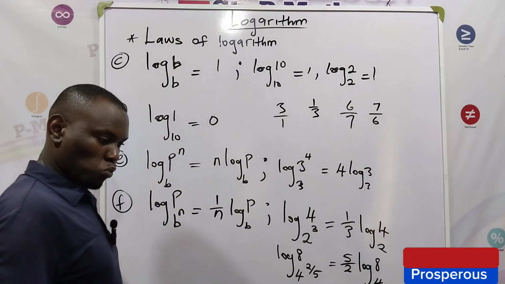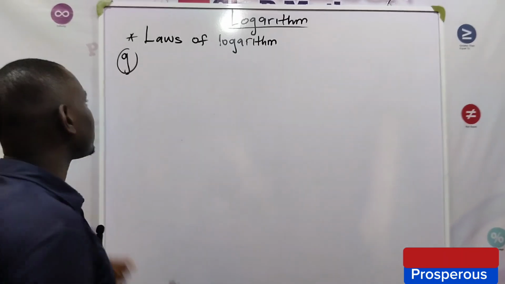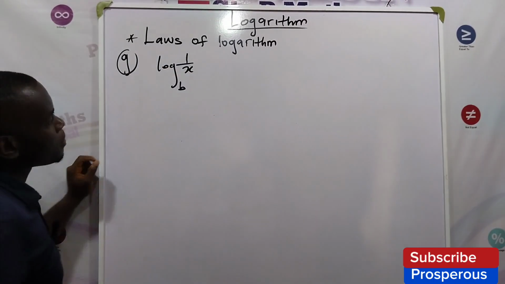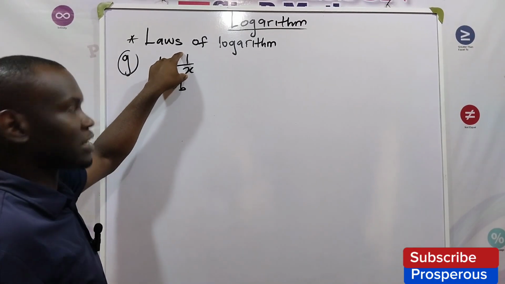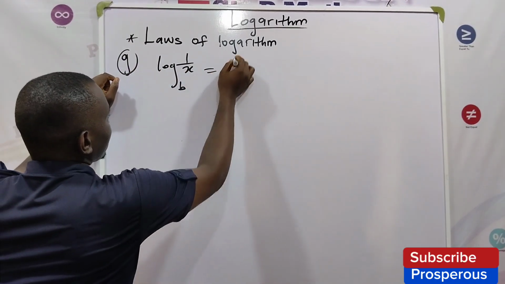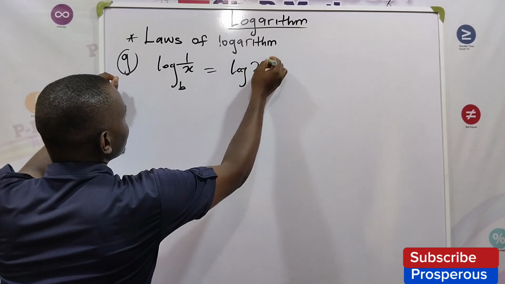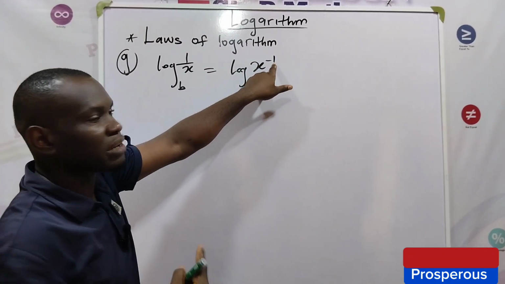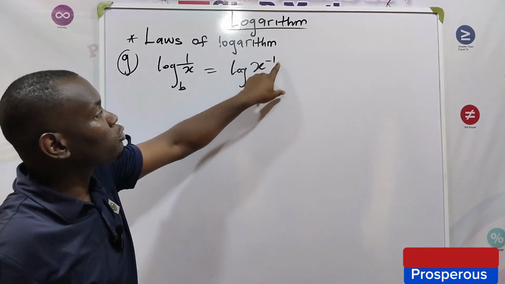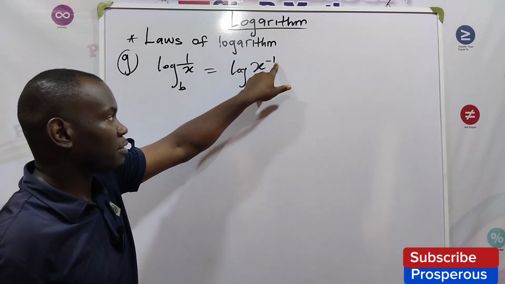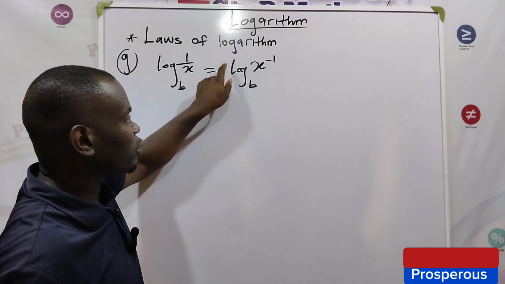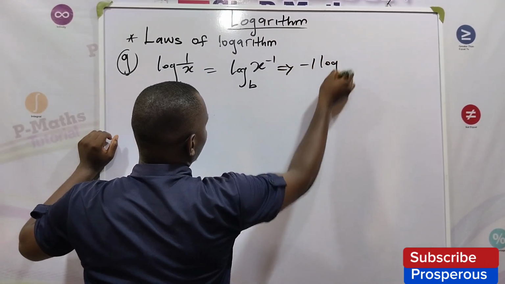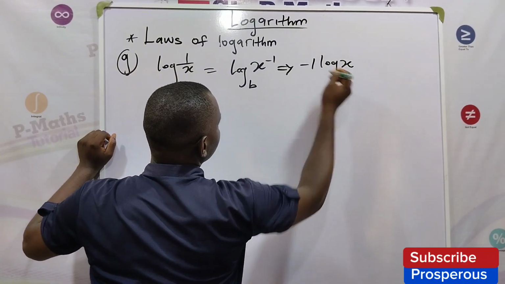Let's look at the next law, the inverse of the log term. I have logarithm of 1 over x base b. The same thing that happens when we are solving indices happens here. This can be written as logarithm of x raised to power minus 1 base b. And this power minus 1 is the same as every power. So what happens to the power of a logarithm term? The power comes to the front of the logarithm. So that becomes minus 1 logarithm of x base b.